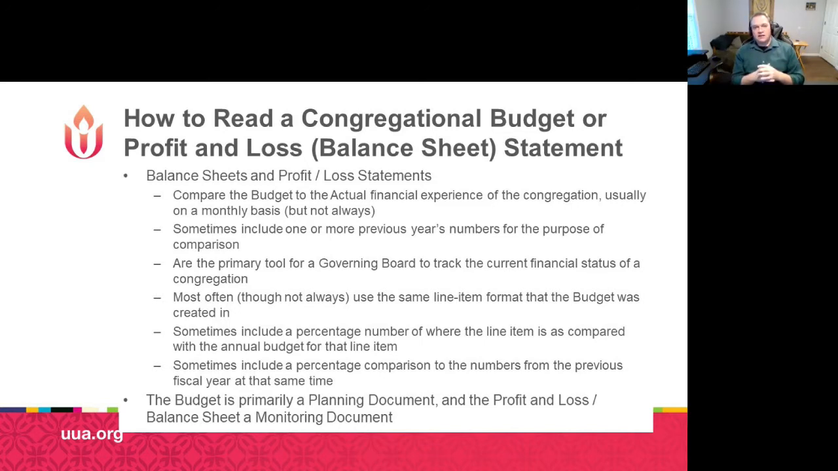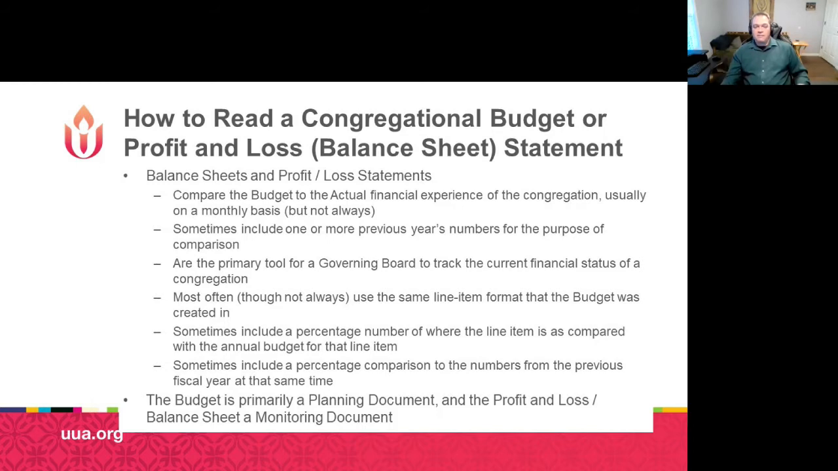and sometimes include a percentage number of where the line item is as compared with the annual budget for that line item, which is useful and can also be deceiving. What I mean here is that there'll be a line in the profit and loss that says, this is at August, we are 2 months in, so this is how much of a percentage of the annual budget for this line we have used at the end of our second month, right? So that way you can see if we're at 75% of the line item and it's August, we might have a problem with that line item, right? So that's another piece that's useful in those.